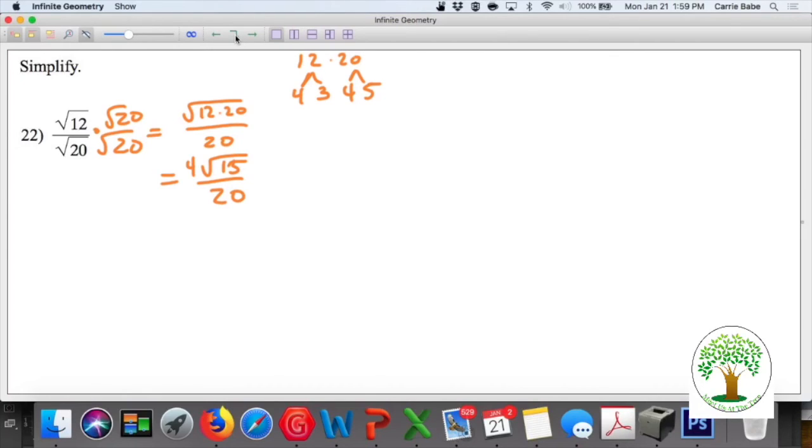All right? Am I finished? Be careful. Oh, wait, no. Can I reduce the 15 and the 20? I cannot reduce those because one's under the square root, one's not, but I can reduce the 4 and the 20. Does 4 go into 20? Yes. How many times? 5. So the 4 reduces down to 1, and that becomes a 5. So I will have square root 15 over 5.